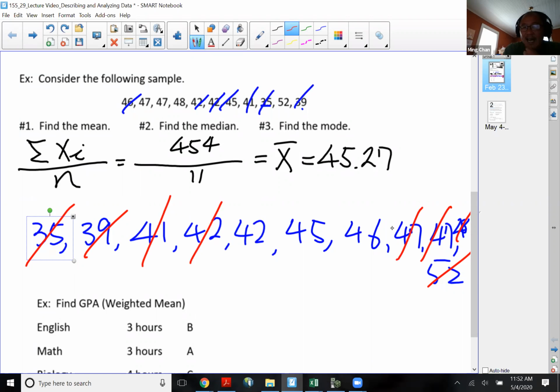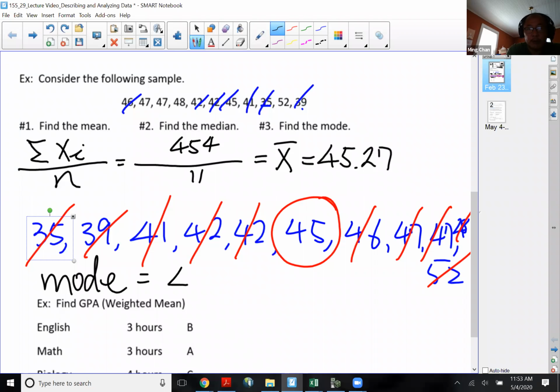Because I have an odd number of data, whatever number is left in the middle will be my median. If I have an even number of data, then you add the last two numbers left in the middle and divide by 2 to find the true center of the entire data set. Number 3, find the mode. The mode is the number that occurred the most. Both 42 and 47 occurred 2 times, so both of them are my mode. If every number only occurs once, then there's no mode in the problem.